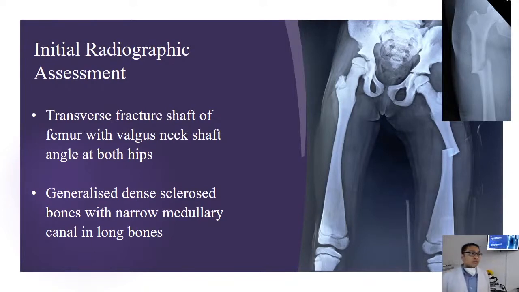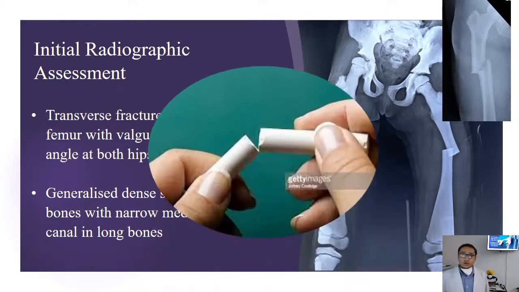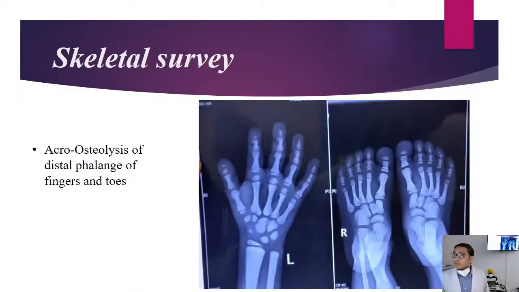So this bone is basically dense. It is dense but brittle. It is like a chalk. So when you try to break a chalk, it breaks transversely. So we got a skeletal survey to evaluate further, and I would like to call my radiology colleague to discuss the skeletal survey.